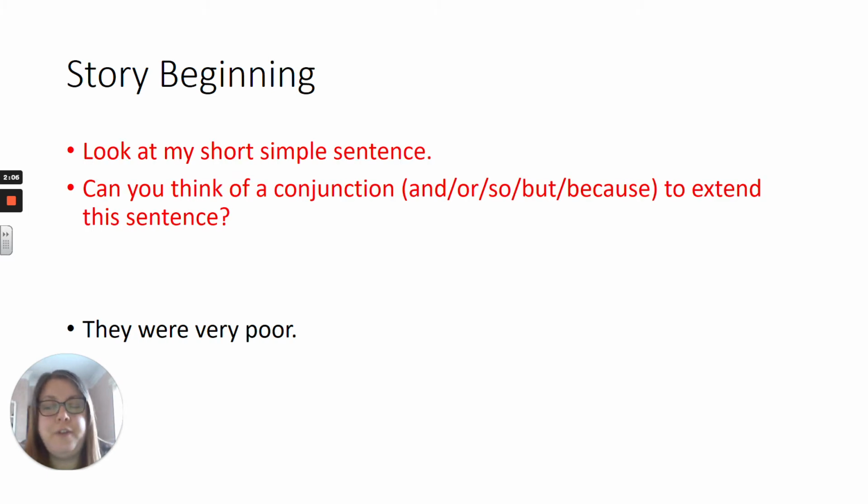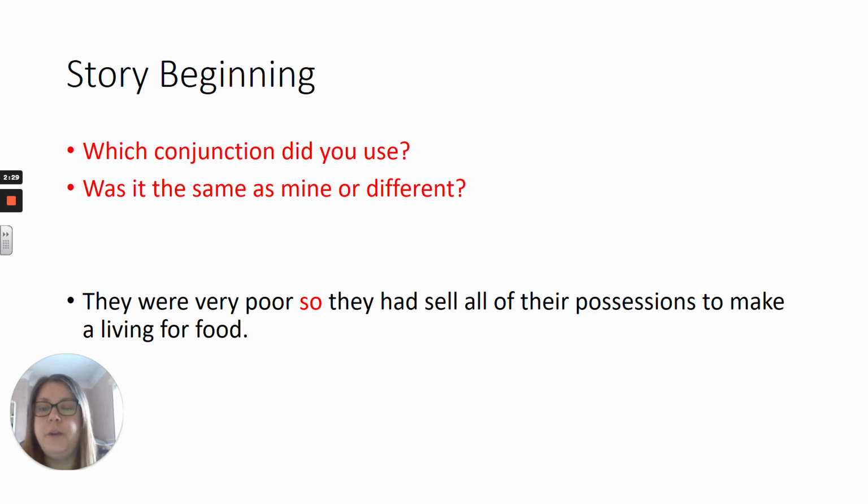So here I've used a very short, simple sentence. They were very poor. Can you use a conjunction, and, but or because, to extend this sentence? They were very poor, and then continue it on. So copy that part out and see if you can extend the sentence for me. Off you go. So I've written, they were very poor, so they had to sell all of their possessions to make a living for food.